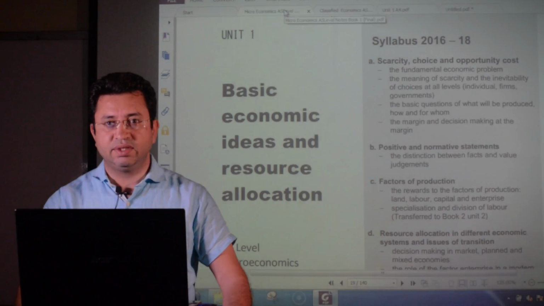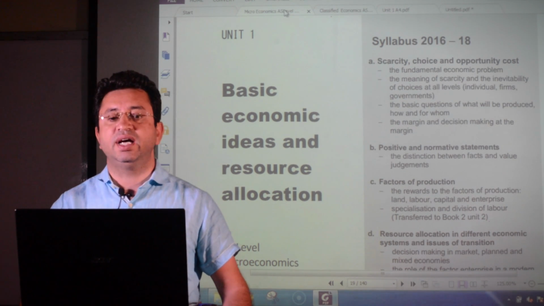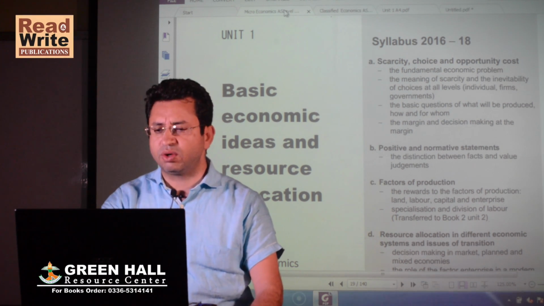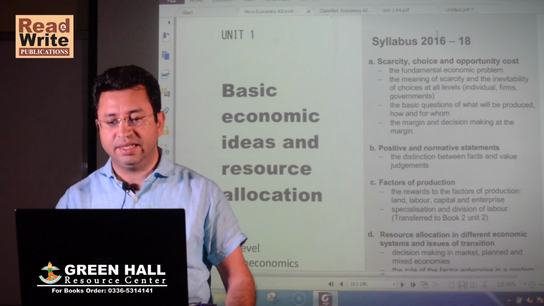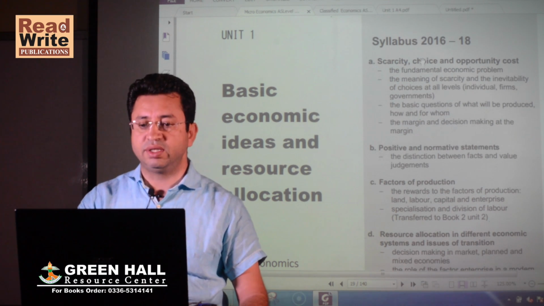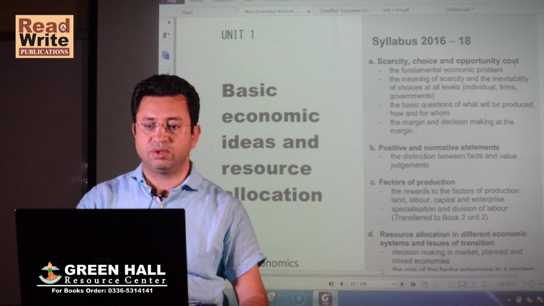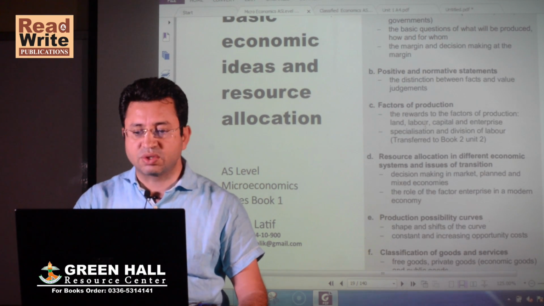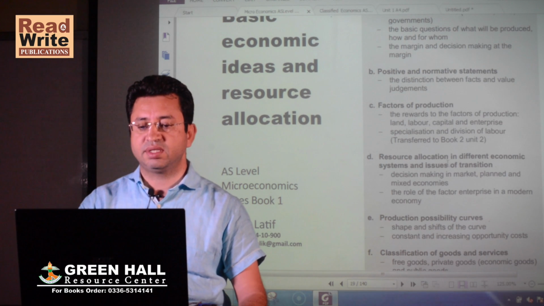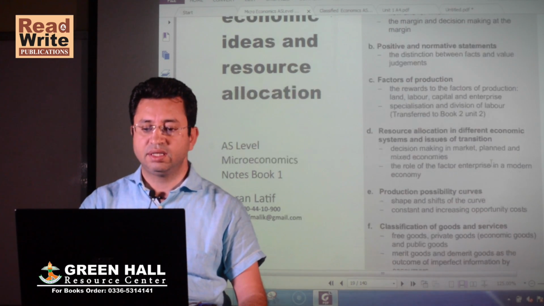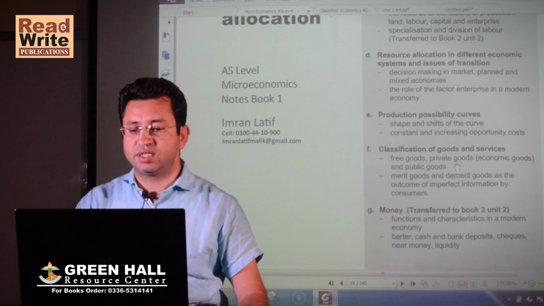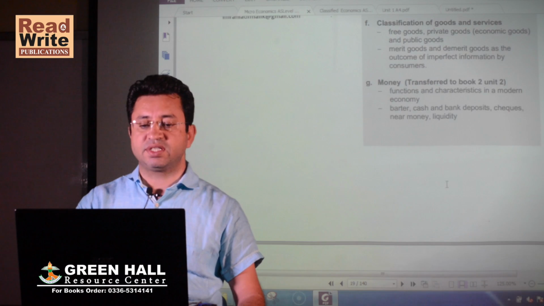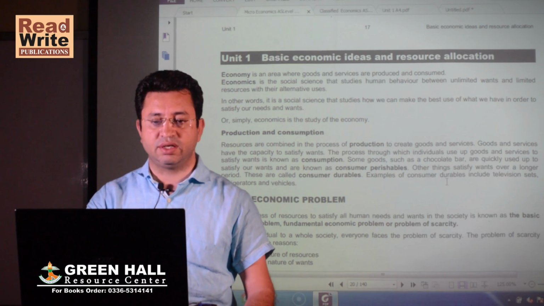Starting with A-level economics, the first chapter we have is basic economic ideas and resource allocation. According to the syllabus 2016 and 18, the topics included are: scarcity, choice, opportunity cost, positive and normative statements, factors of production, resource allocation in different economic systems, and issues of transition, production possibility curve, classification of goods and services, and money. We start with the first topic, and that is basic economic ideas.